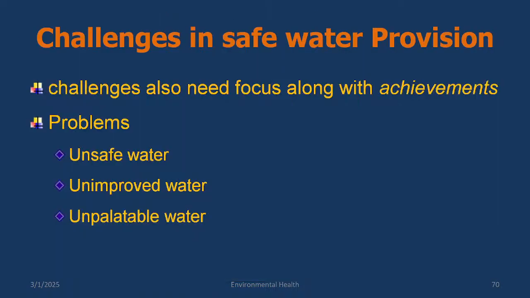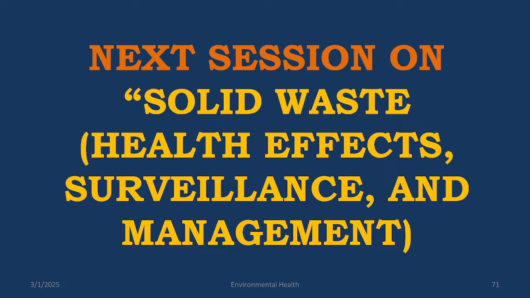So what are the problems and challenges apart from what we have achieved, 94% and 91% for urban and rural? The achievement is still sometimes unsafe, unimproved, and unpalatable. It happens in Delhi, Bhopal also many times, right? So next time we will be talking of solid waste.